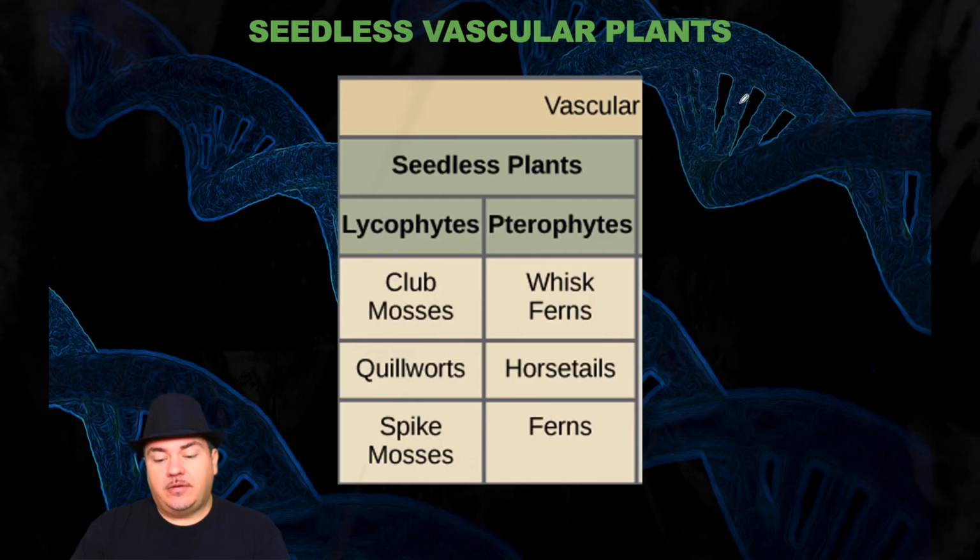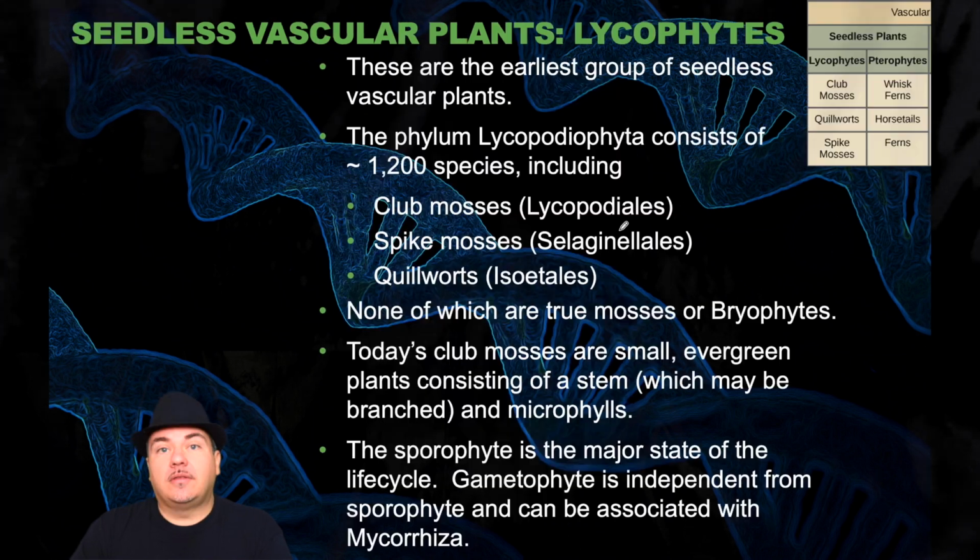Now we're going to talk about the different types of vascular seedless plants. Two categories, the lycophytes and the pterophytes. The lycophytes are the earliest group of seedless vascular plants. This phylum consists of 1,200 species, made up of the club mosses, the spike mosses, and the quillworts.